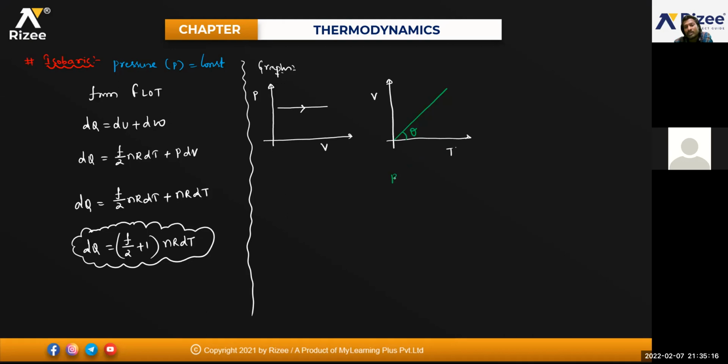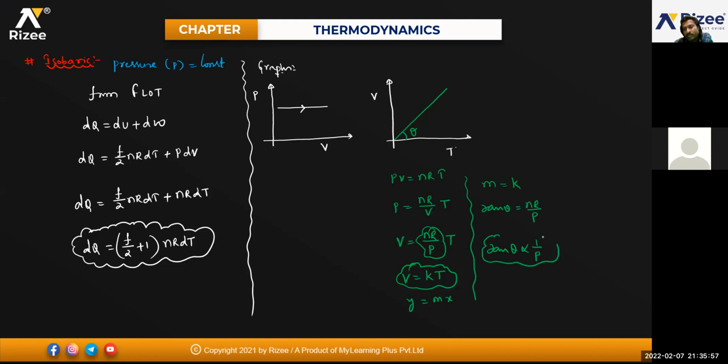I'm using the relation PV is equal to nRT. So P will be equal to nR divided by V into T. So I need a graph between V and T now. So I'll take V here right now. So V is equal to nR divided by P into T. This is the total constant. So V is equal to some constant K into T. Comparing with y is equal to m x, what I'll be getting from this one? m is nothing but equal to K. That means tan theta will be equal to K. K is nR divided by P. That means tan theta is inversely proportional to pressure. Clear?